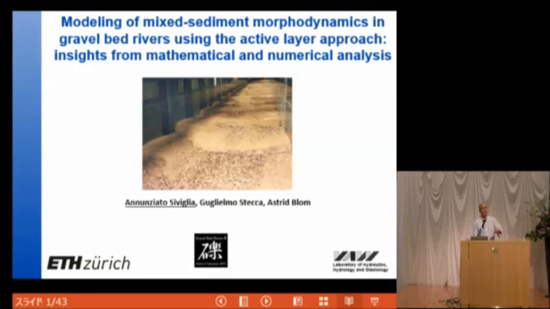Somehow the contents of this talk are related to the talk of Enrica Viparelli this morning. I will focus mainly on the active layer approach and how to model mixed sediment morphodynamics in gravel rivers using the Hirano approach. The reason is that this model is the most widespread model used in commercial codes, so there is a need to understand in detail how it works, what you can get, and what kind of processes it is capable of describing.